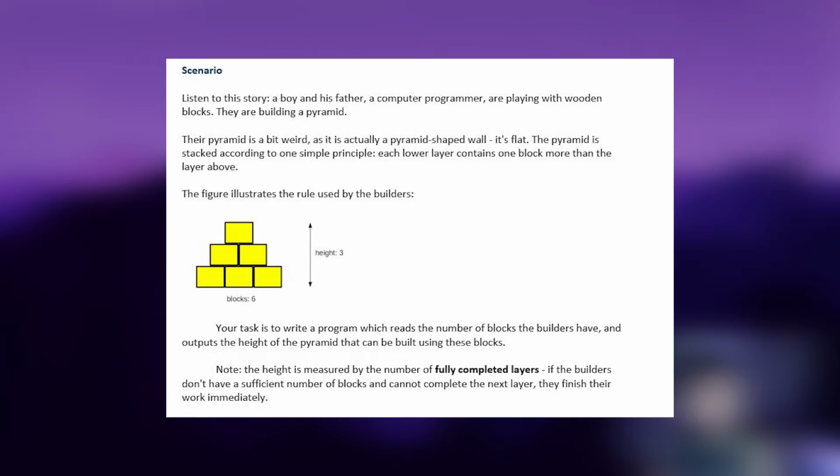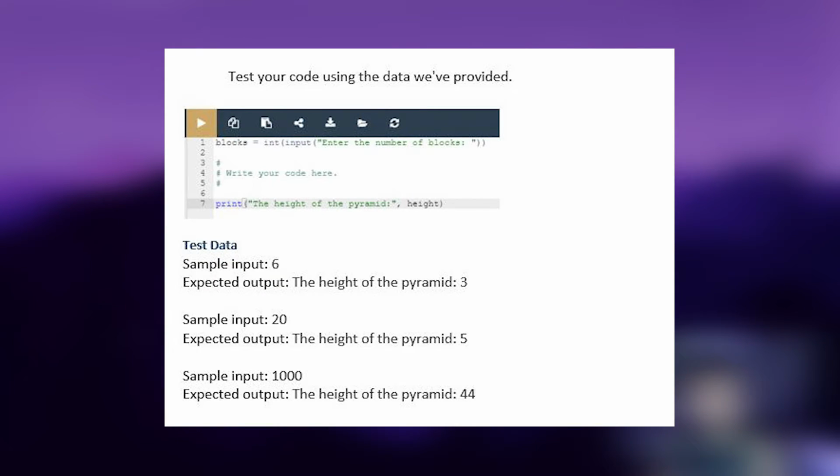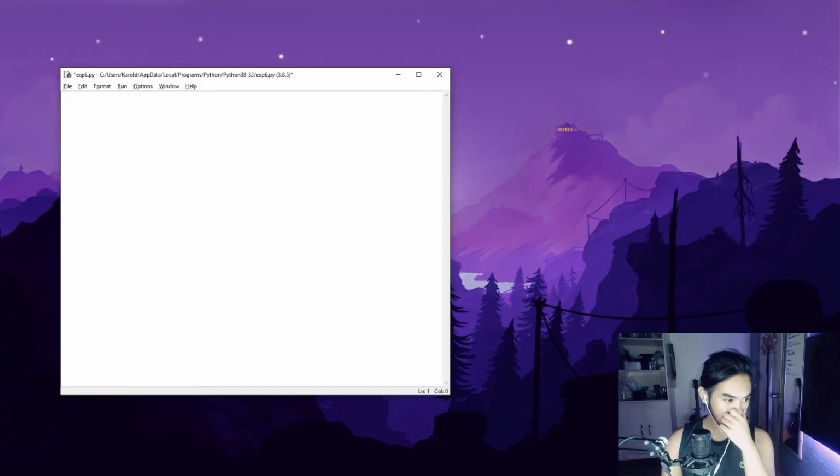Let us now proceed to the part 4 of our experiment, and today we'll be focusing on the while loop and finding the proper implementation of verbally defined rules. So the scenario will be presented to the screen, and our task is to write a program which reads the number of blocks the builders have and outputs the height of the pyramid that can be built using these blocks.